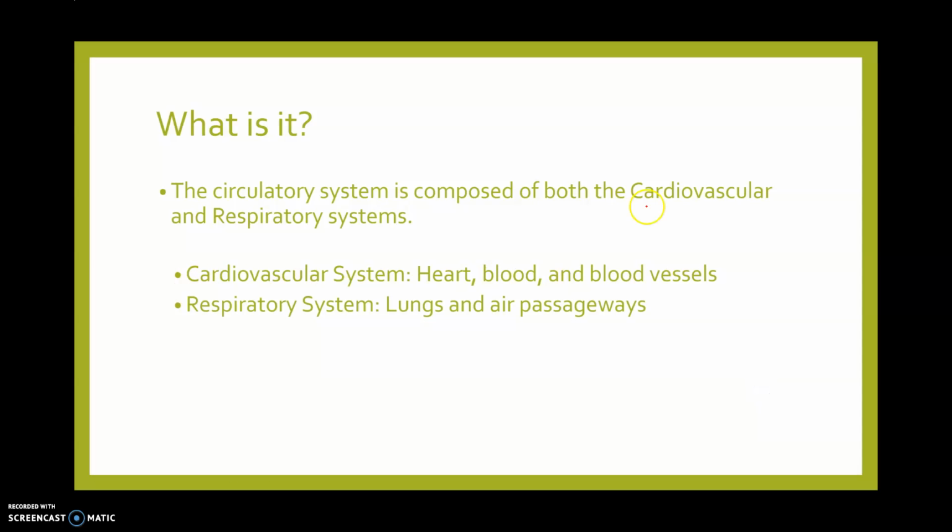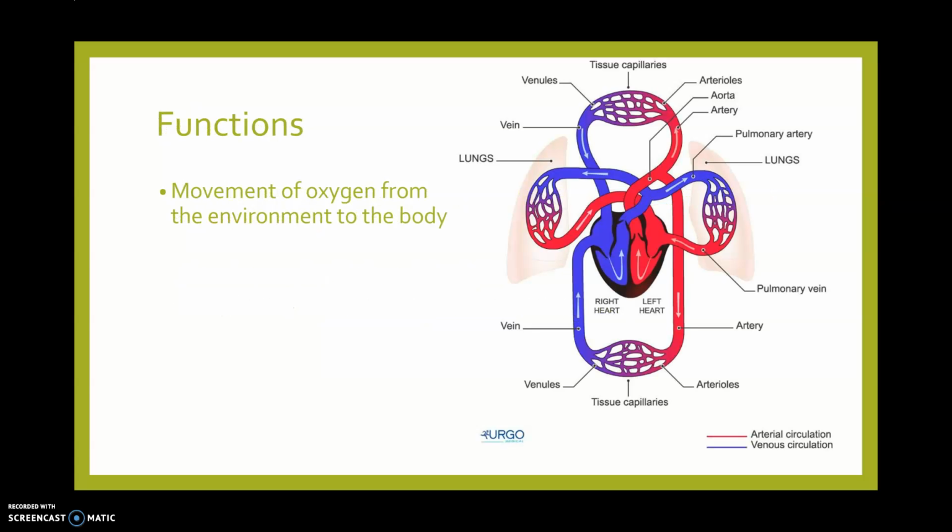So the circulatory system actually encompasses two different systems in our body, and those systems are the cardiovascular system and the respiratory system. What's included in those two systems: our cardiovascular system includes the heart, blood, and blood vessels, and our respiratory system is going to include the lungs and different air passageways that we'll be talking about. So the overall function of our circulatory system is going to be that movement of oxygen from the environment to the body.